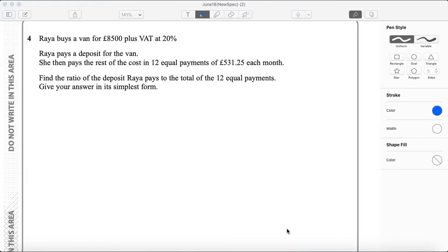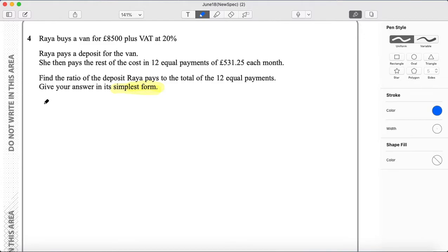Rhea buys a van for £8,500 plus VAT at 20%. Rhea pays a deposit for the van, and she then pays the rest of the cost in 12 equal payments of £531.25 each month. Find the ratio of the deposit Rhea pays to the total of the 12 equal payments. Give the answer in its simplest form.